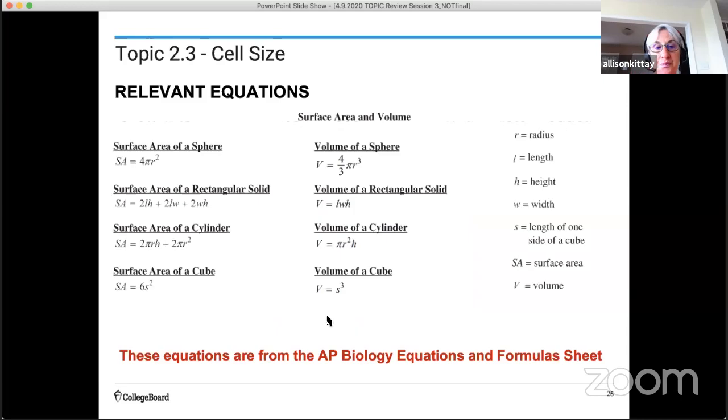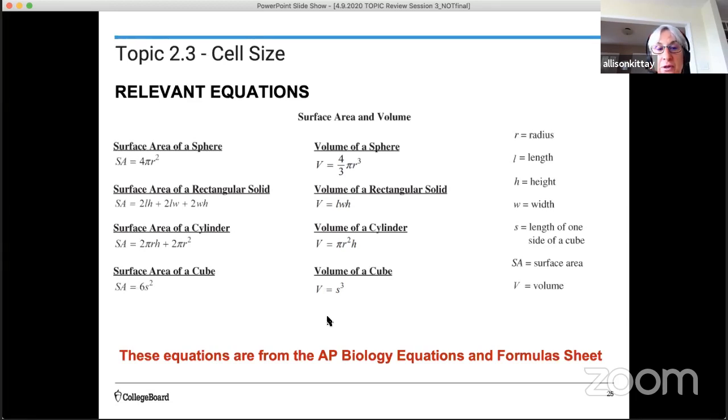Oh my gosh. So here's a bunch of mathematical equations and formulas, because when we look at surface area and volume, there is some math involved. And these equations are lifted straight from your AP Biology equations and formula sheet. And again, I want you to be familiar with these so that you can see how they're used in the AP Biology curriculum.